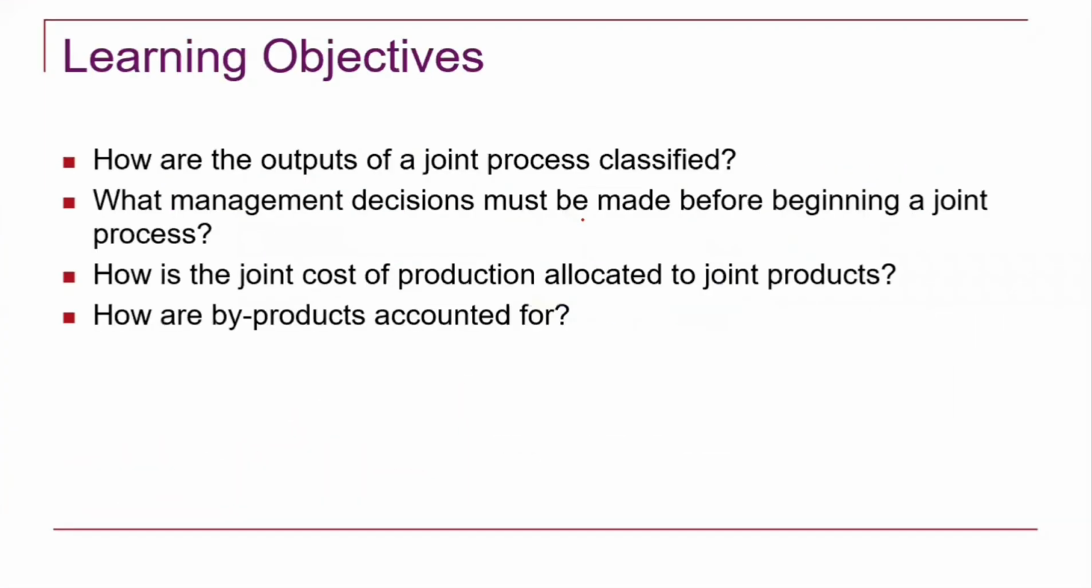So today, yan ang focus natin. And at the end of the session, we should be able to determine or to understand itong mga objectives natin. So number 1, how are the outputs of a joint process classified? Number 2, what management decisions must be made before beginning a joint process? And how is the joint cost of production allocated to joint products?